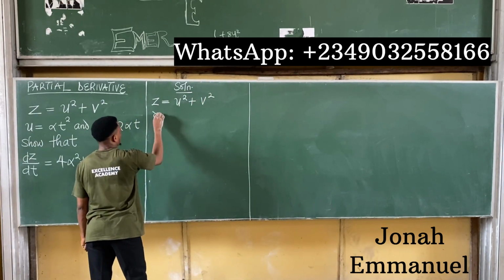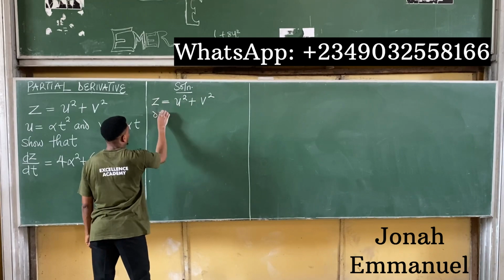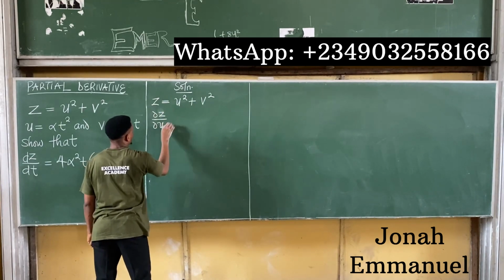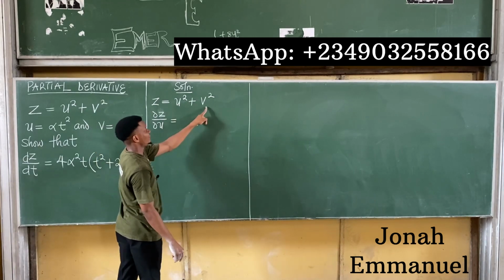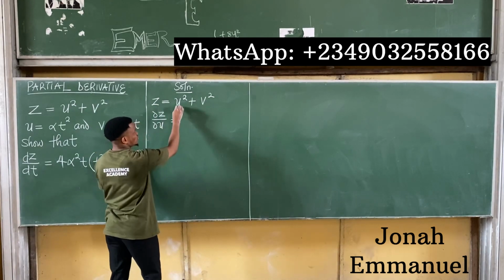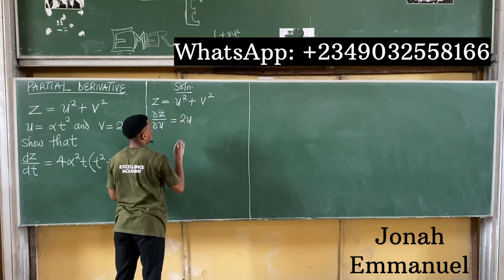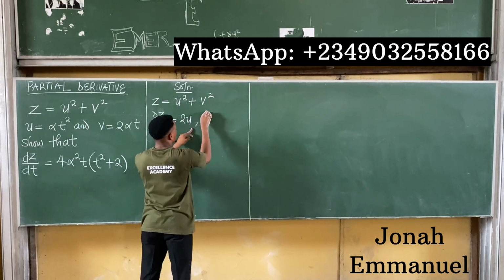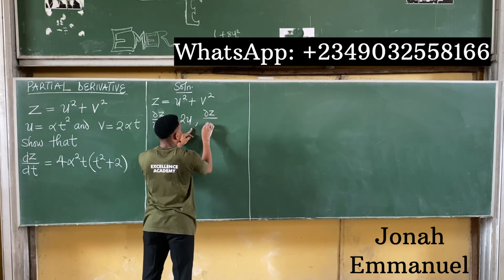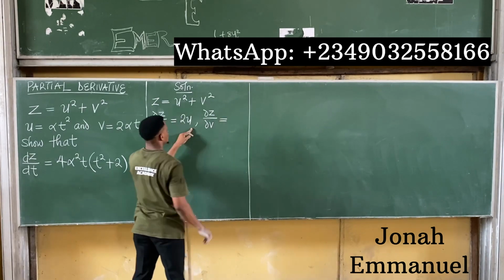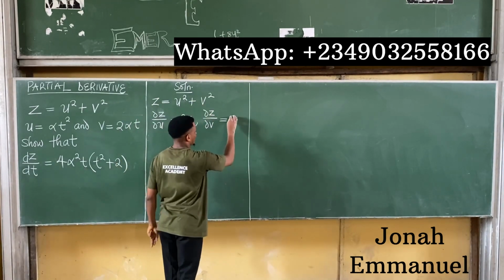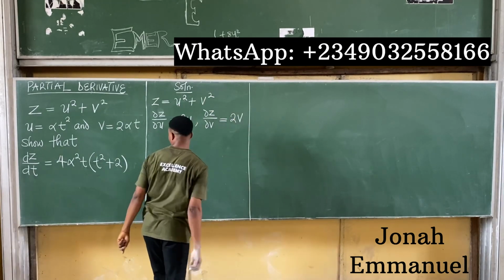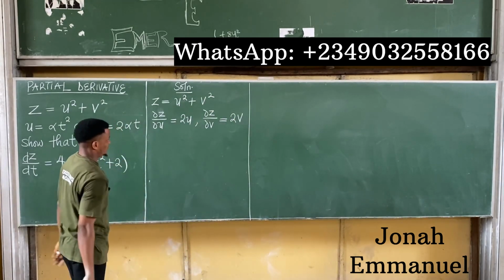Now I'll get partial z all over partial u. Partial z over partial u is equal to, I have u here. So if I differentiate u squared, it gives you 2u. Also, partial z over partial v is equal to, I have v just here. Differentiate v squared, it gives you what there? 2v. I have this. Okay, next up.